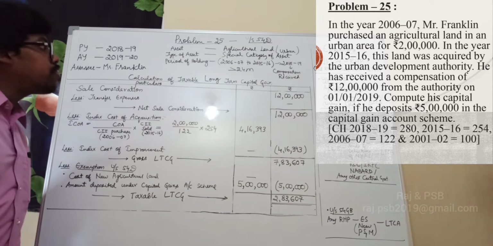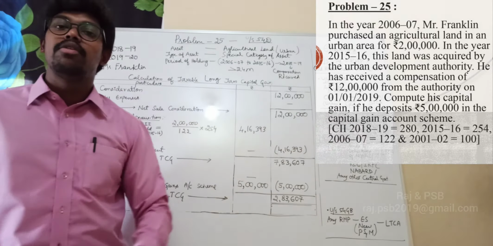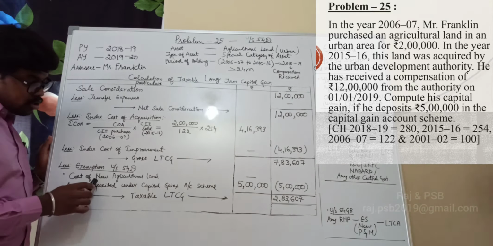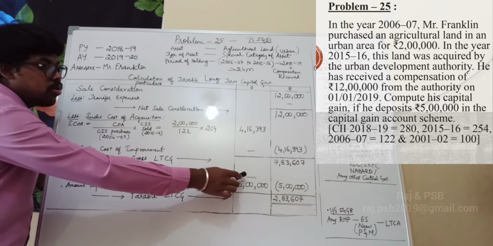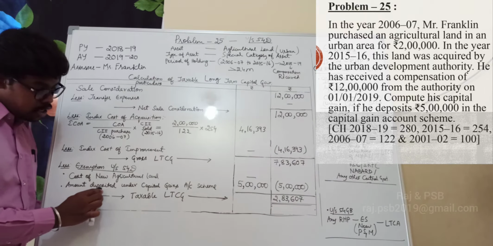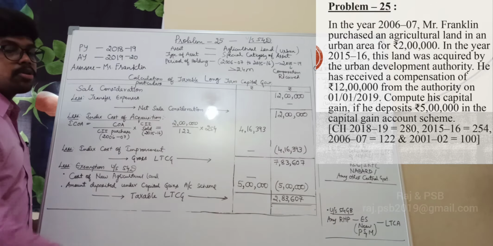How do you know it is section 54D? When it is compulsory acquisition, we calculate section 54D. So here the cost of new agriculture land, there is no purchase of new agriculture land, so no exemption is available. Next, amount deposited under capital gains account scheme. Here how much has been deposited, 5 lakh.